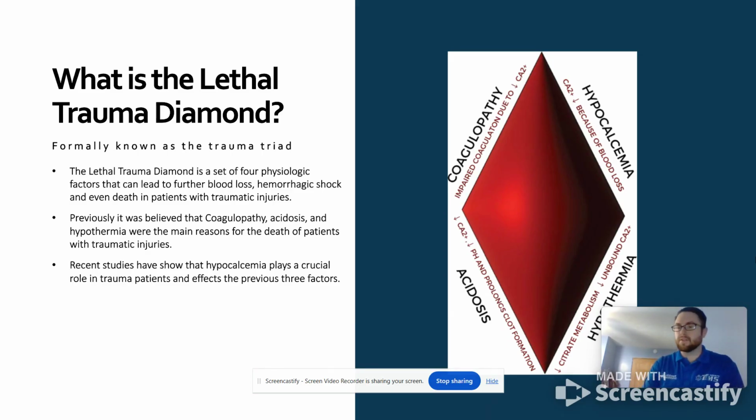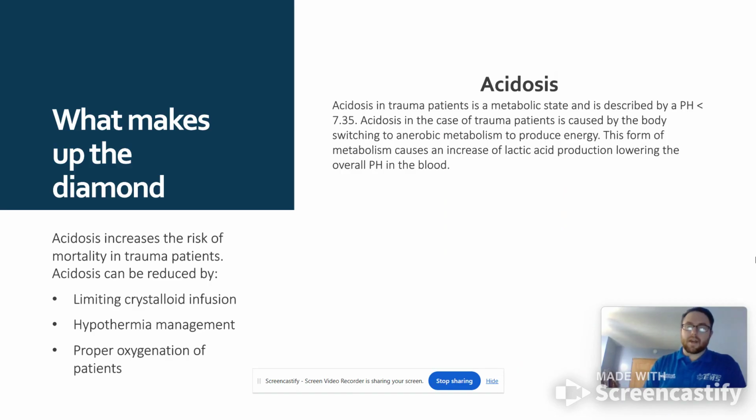So we'll jump right into the first part, which is acidosis. Acidosis in trauma patients is a metabolic state that's described by a pH level that is less than 7.35. And the main reason for acidosis in our trauma patients is a metabolic process where the body switches to anaerobic metabolism to produce energy, and that causes an increase in lactic acid production, lowering the overall pH level in the blood.